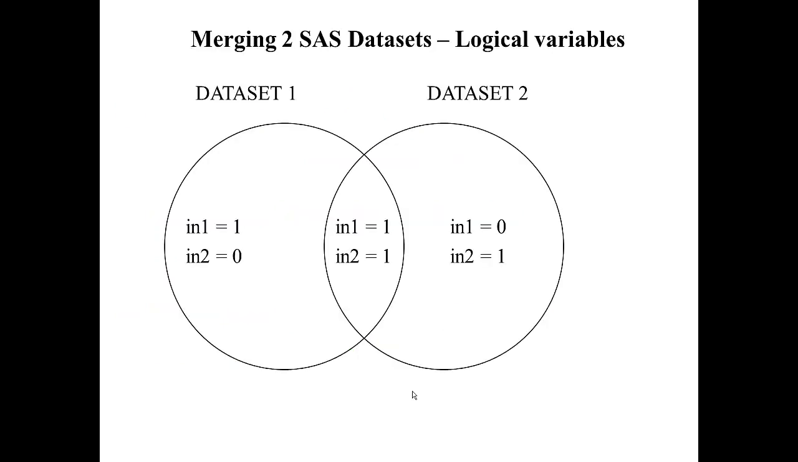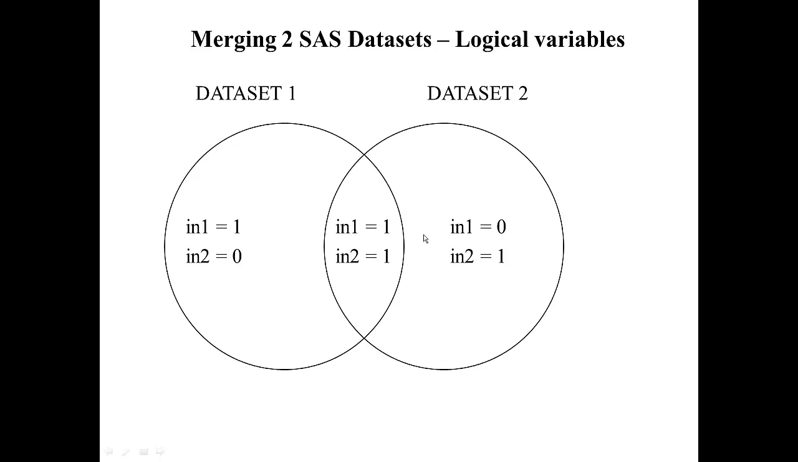Another way of visualizing these logical variables is with this Venn diagram. So here we have our two data sets, dataset 1 and dataset 2. If a particular observation had data from both of those two data sets, then both in1 would equal 1 and in2 would equal 1. And so going back to our example of merging together baseline data with follow-up data on patients, and where we were creating a new data set, death, then a patient who was in both the baseline data set and in the follow-up data set would appear in the intersection of these two data sets.